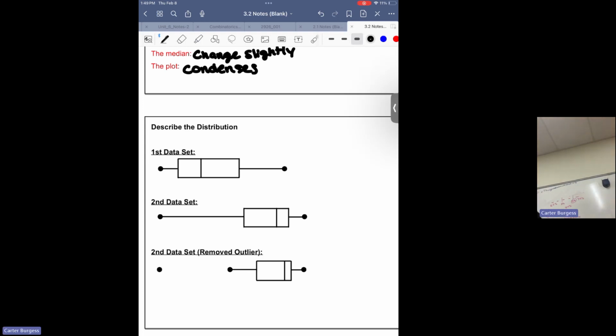Again, think of that middle line in the middle of the box as that center. Most of the data, 50% of that data, is pretty close on the right-hand side, pretty clustered, or it's a little bit more spread out here. Very, very spread out here. Oh, it's still a little bit spread out.